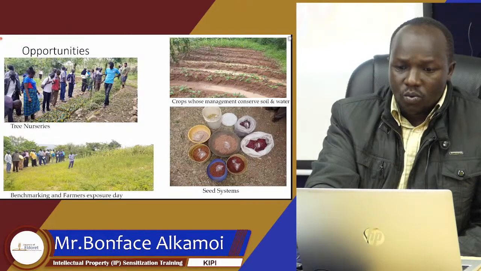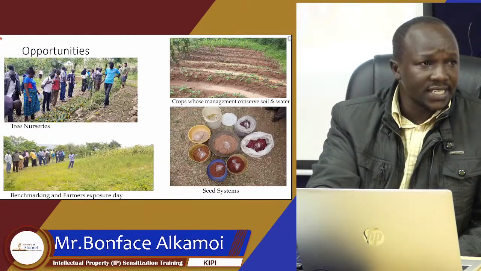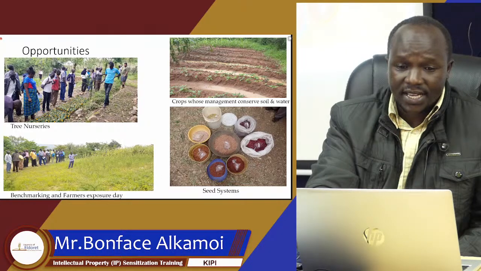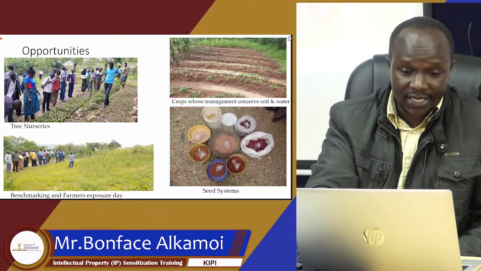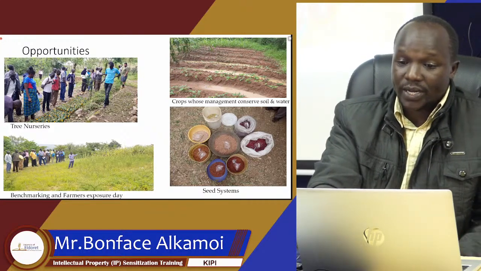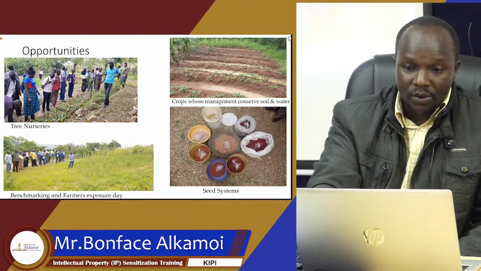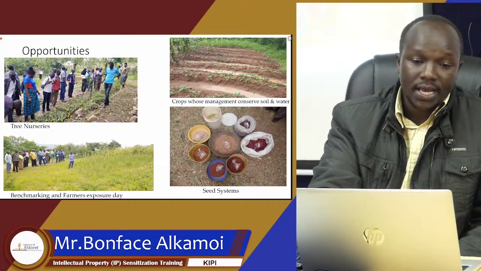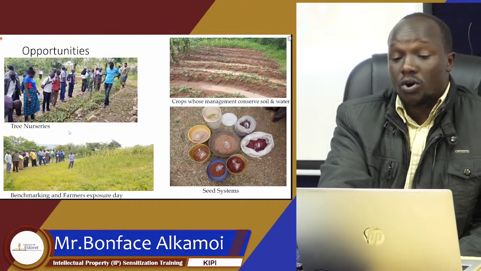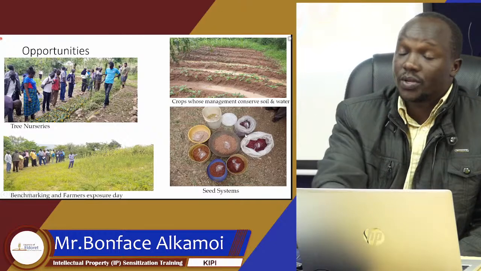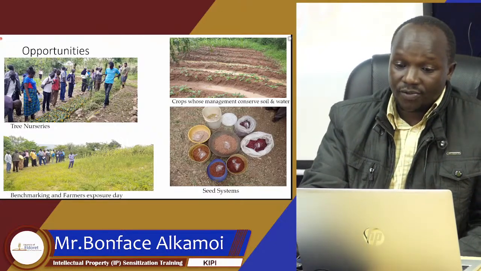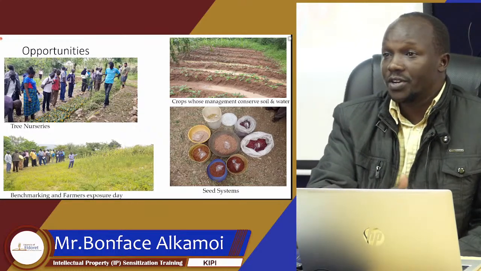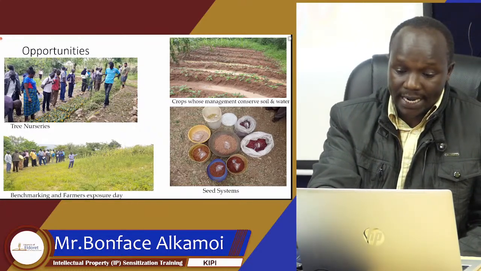We also realized we have opportunities, that is intervening in tree nurseries, where we have built about 4 tree nurseries for the community, both in the community as well as in the schools. And we have also seen opportunities in other crops. Currently we are focusing on seed systems so that there is continuity of the production of those food crops that will secure the community from food, nutrition, and security issues.